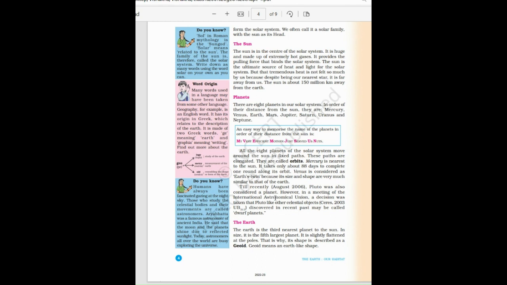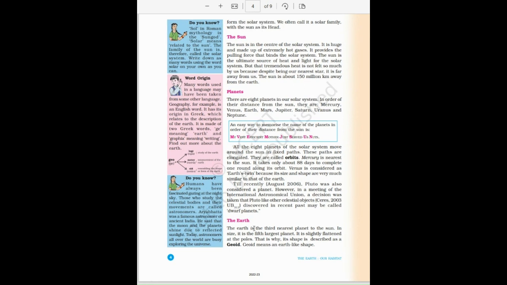Now there is one more piece of information for you. Till August 2006, Pluto was also considered a planet. However, in a meeting of the International Astronomical Union, a decision was taken that Pluto, like other celestial objects discovered in the recent past, may be called a dwarf planet. So what is a dwarf planet? A dwarf planet is very small, just like other satellites which aren't considered planets. These very small celestial objects are considered dwarf planets.